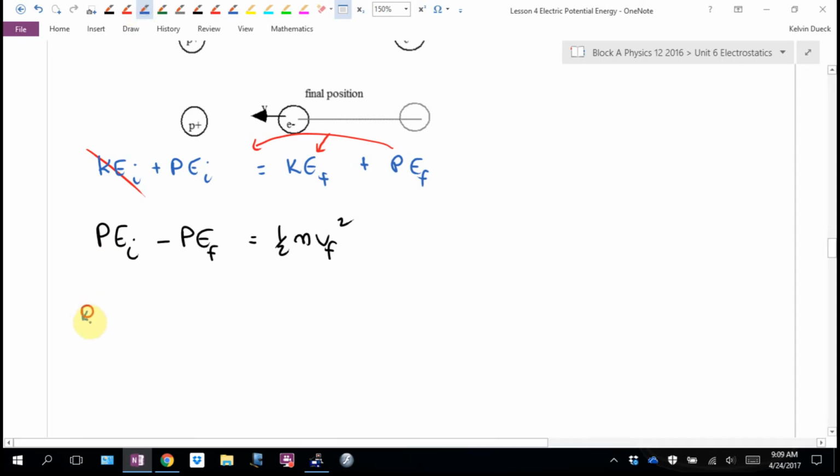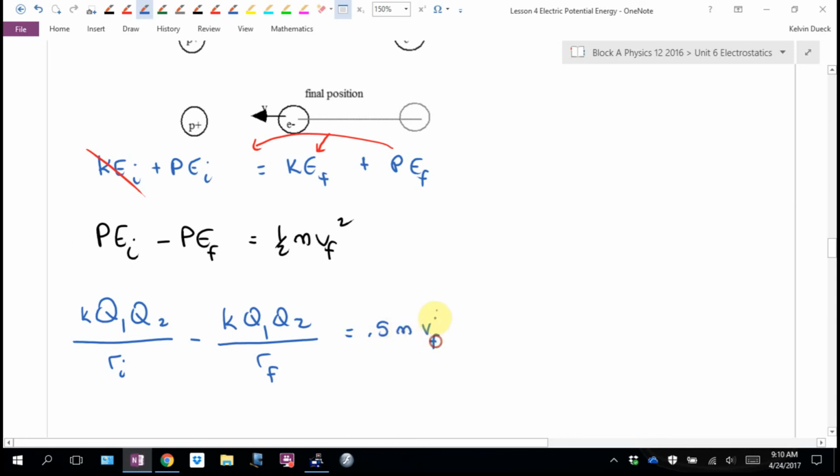So it's going to be K Q1 Q2 over, and I'll be very careful with my numbers, our initial goes there, which I think is going to be the bigger value, minus K Q1 Q2 over our final. That equals 0.5 m v final squared. I could, I guess, divide everything by 0.5 m and square root. I'm not going to.